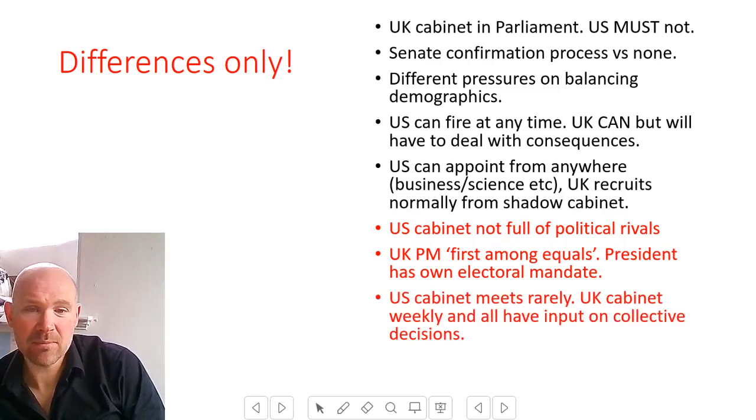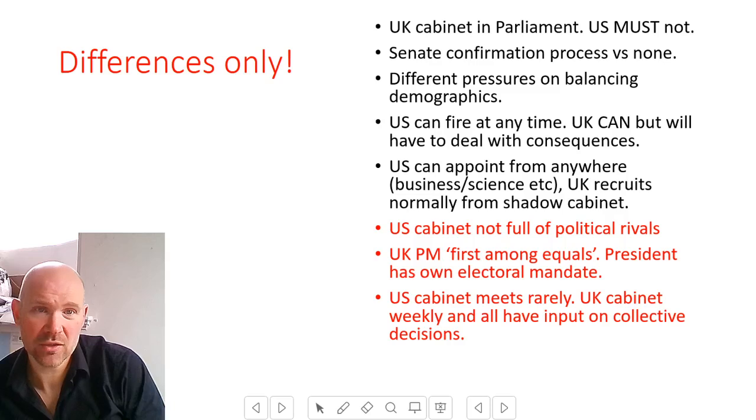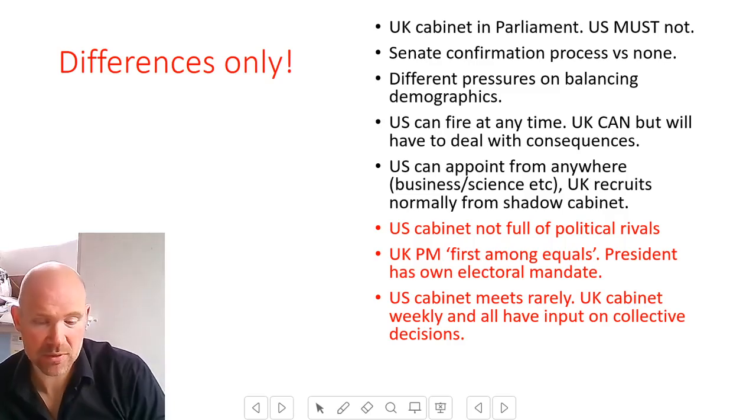The US cabinet meet very rarely. Remember, Reagan very rarely saw his cabinet, but the UK cabinet meets weekly and they all have input on collective decisions. This, of course, may impact who is chosen and why they are chosen, and then connect to, again, the other arguments above.